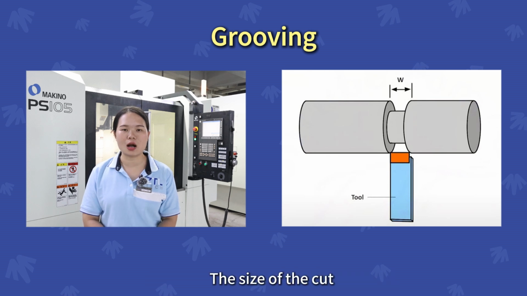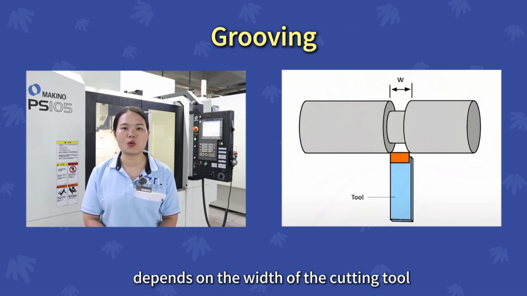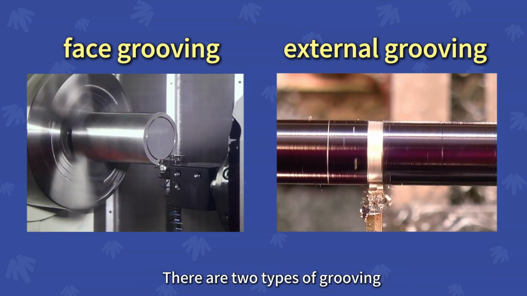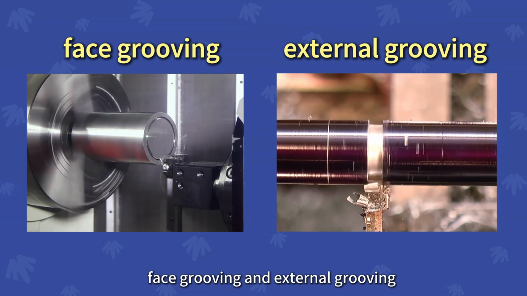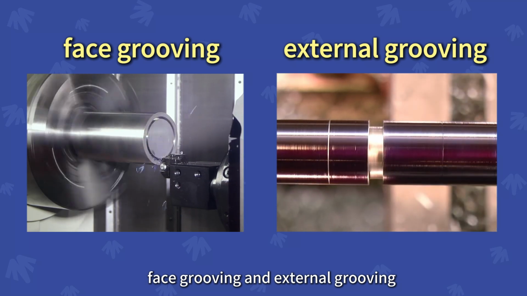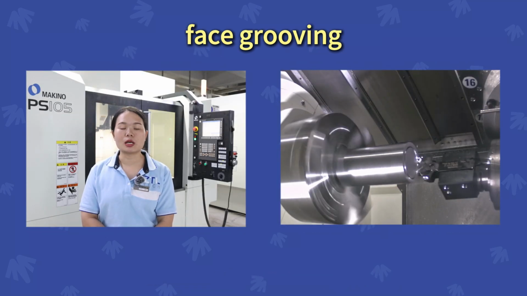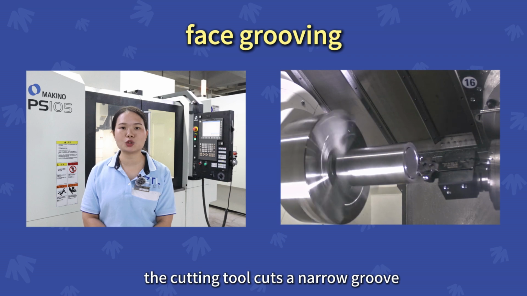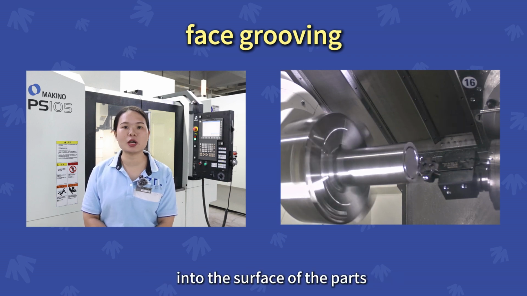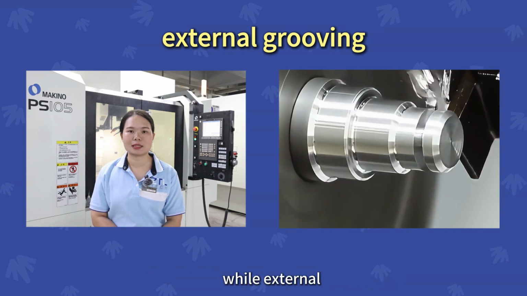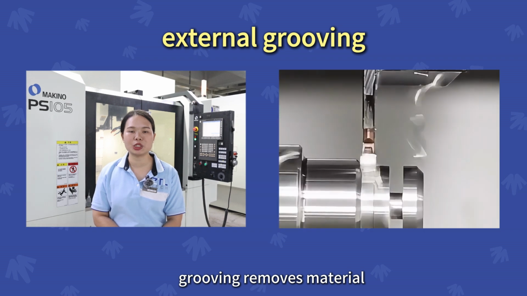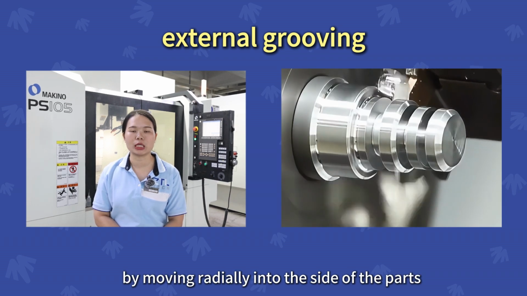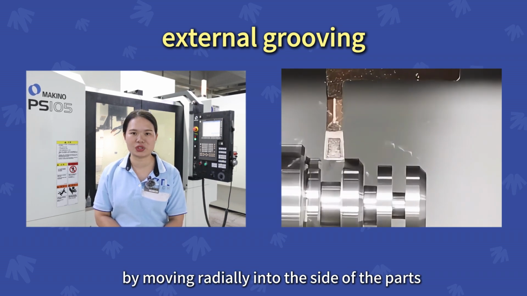Grooving. Grooving, also known as necking, creates a narrow cut in the material. The size of the cut depends on the width of the cutting tool. There are two types of grooving: face grooving and external grooving. In face grooving, the cutting tool cuts a narrow groove into the surface of the parts, whereas external grooving removes material by moving radially into the sides of the parts.